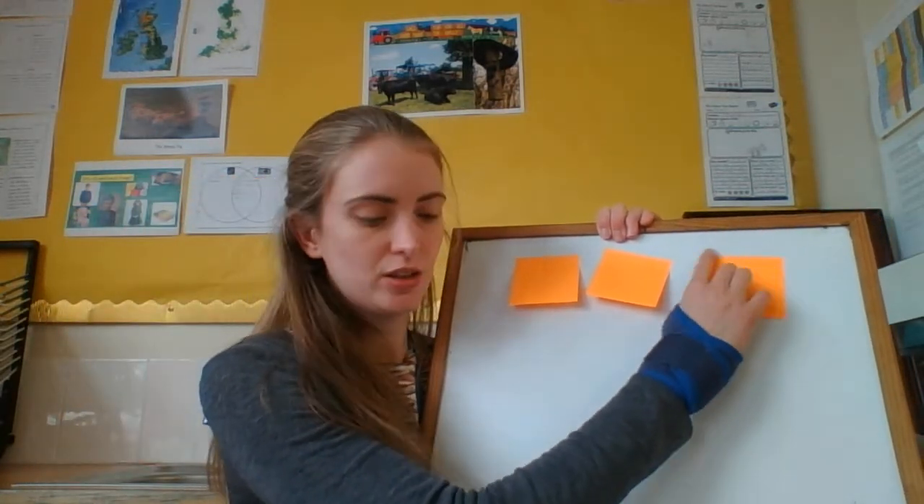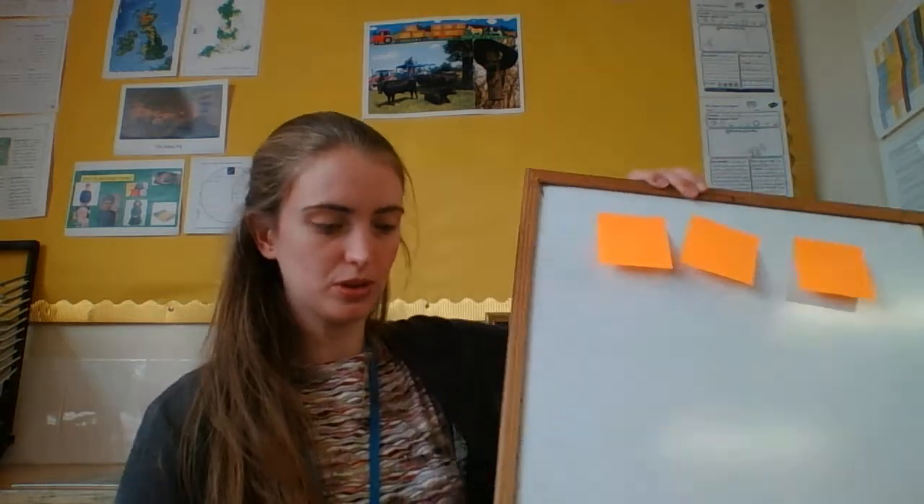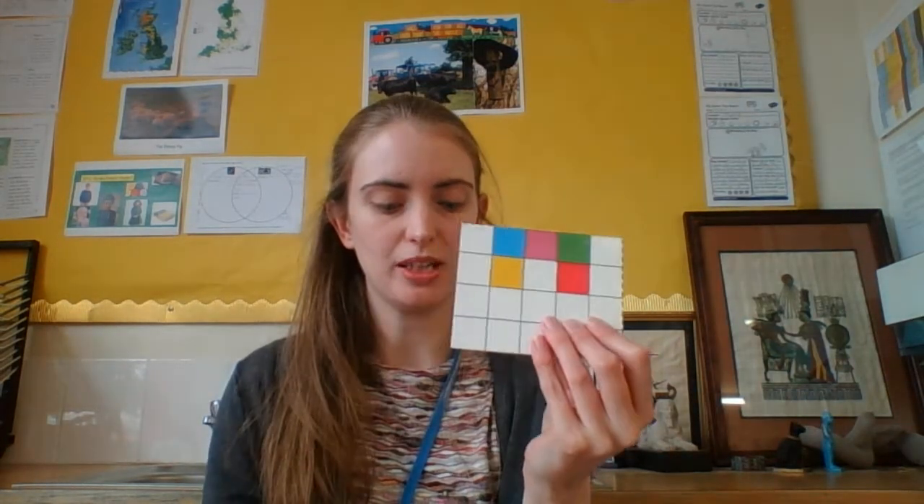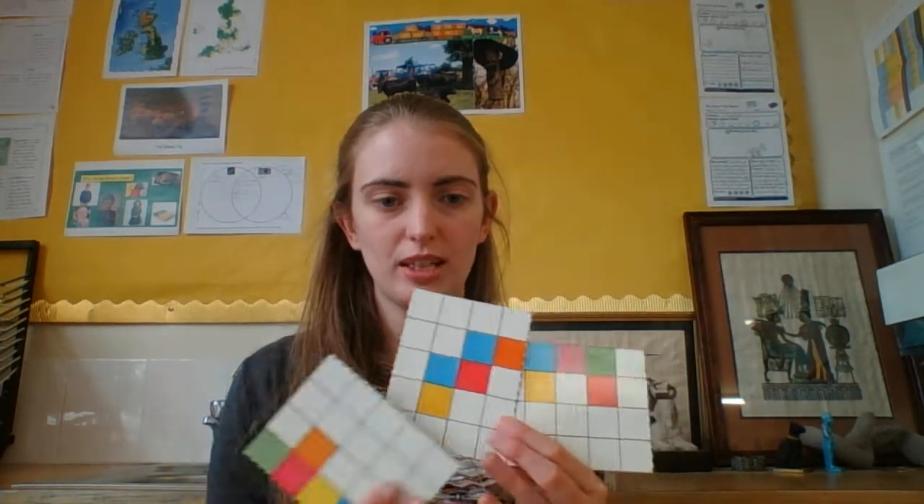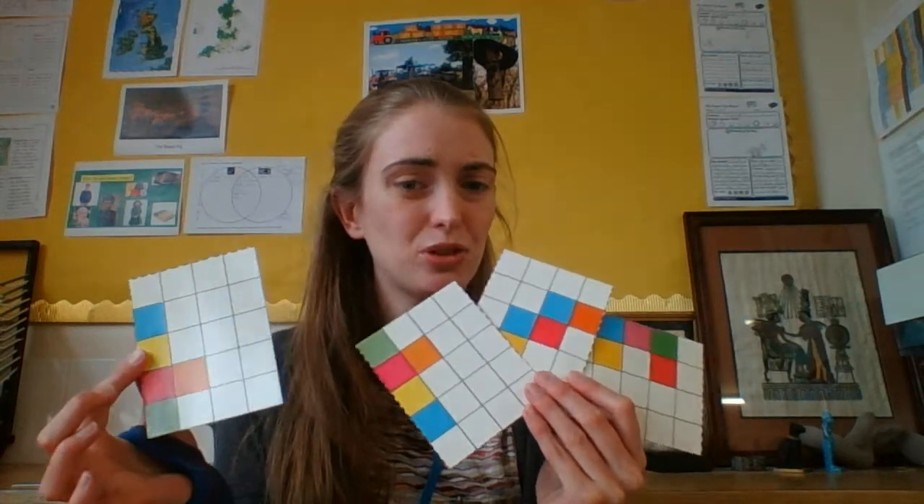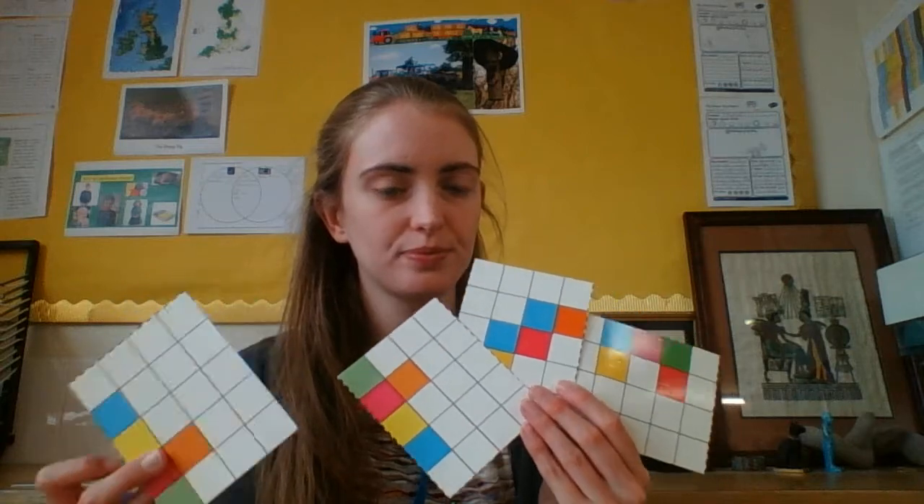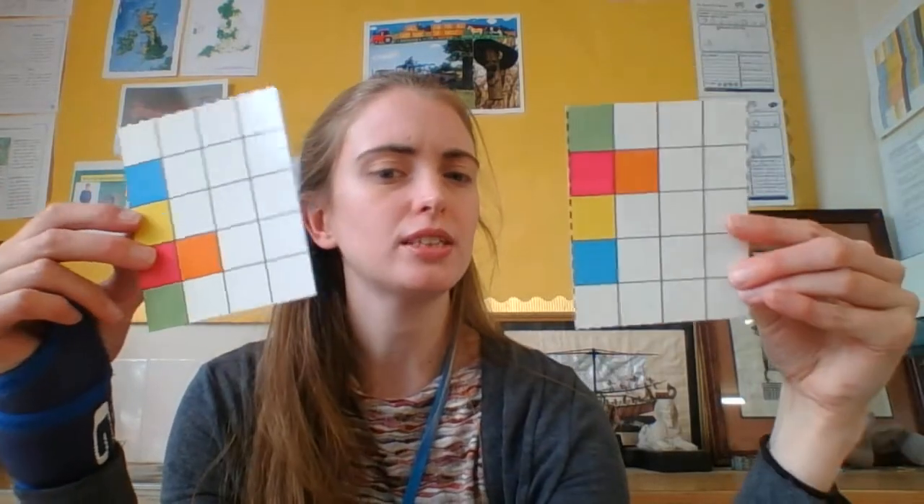Okay. So I'm going to show you some examples of some cards I've got. Now, somebody has used 5 squares, 1, 2, 3, 4, 5, and has made that shape. They've made that shape. They've made that shape. And they've made that shape. Now, there are more shapes you can make with 5 squares, but they're the ones that they've made.